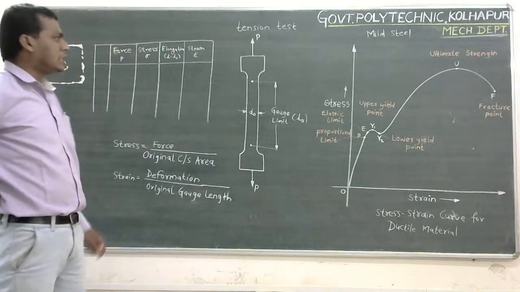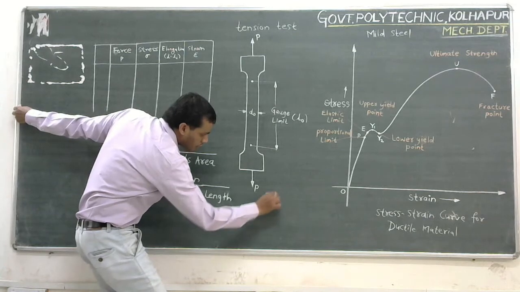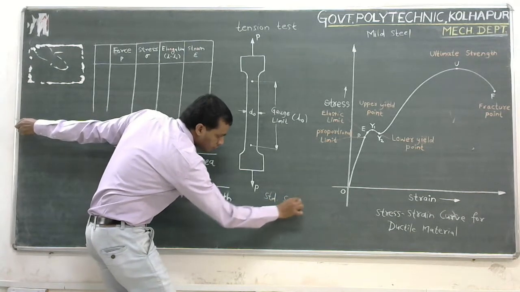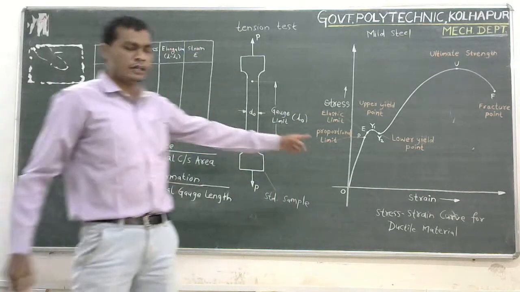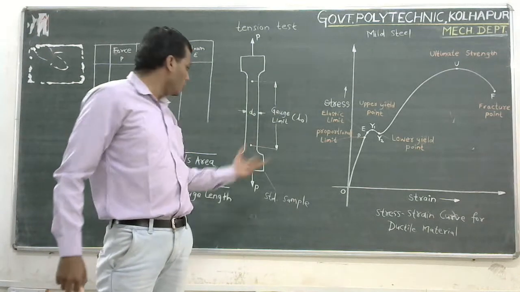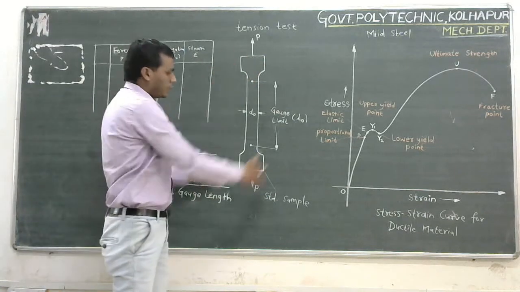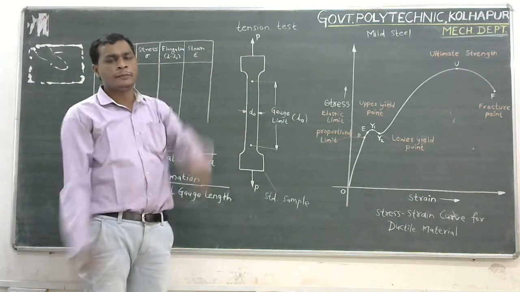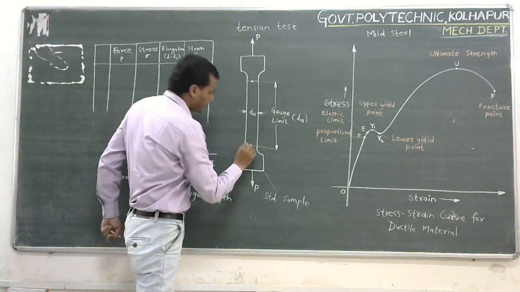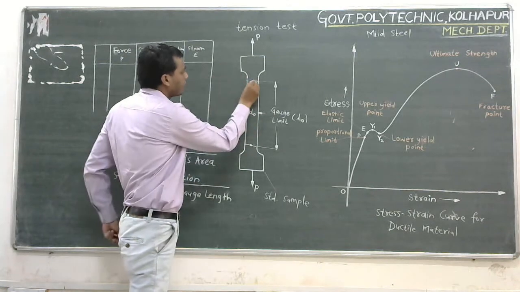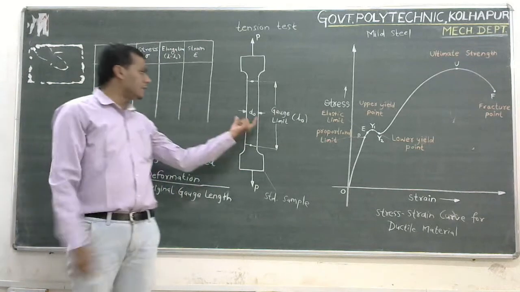So, in this tension test, one sample is taken. This is a standard sample of a material which is being tested. For this example, mild steel is the material. So a standard sample of mild steel is being taken and the ends are prepared so that this sample can be easily fixed in the machine, the universal testing machine. This is the gauge length. Gauge length is marked on the sample. This gauge length is L0 and the diameter is D0.